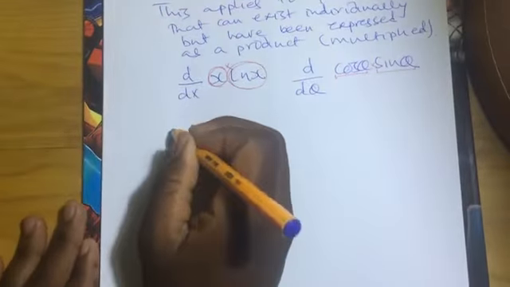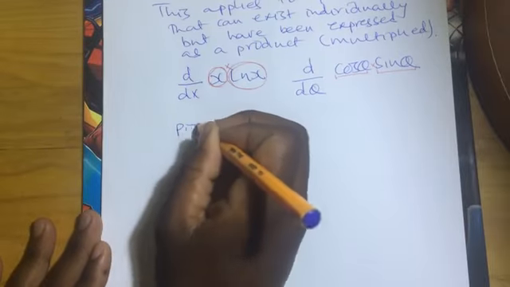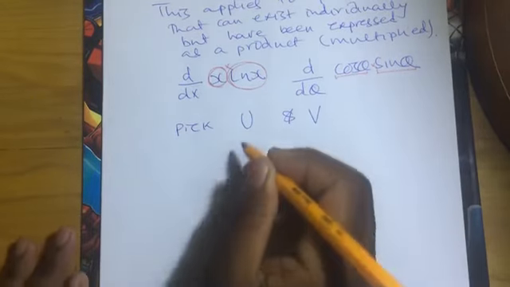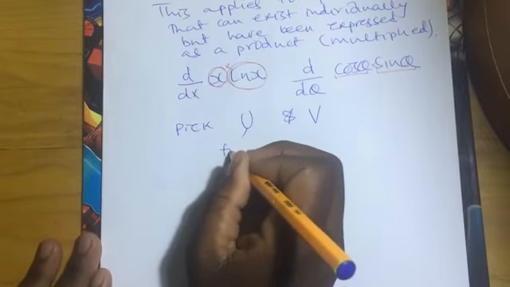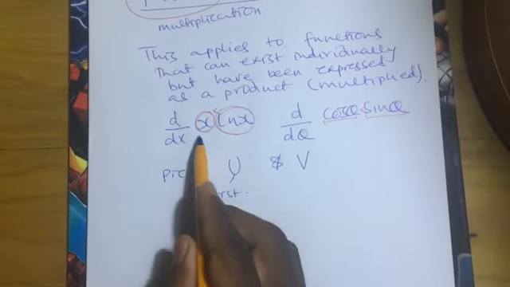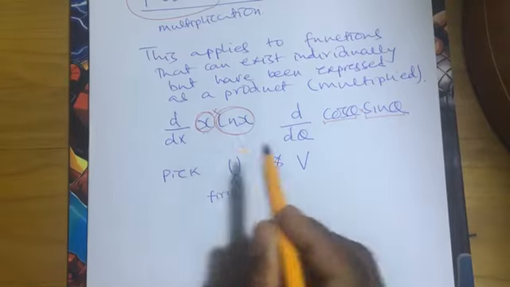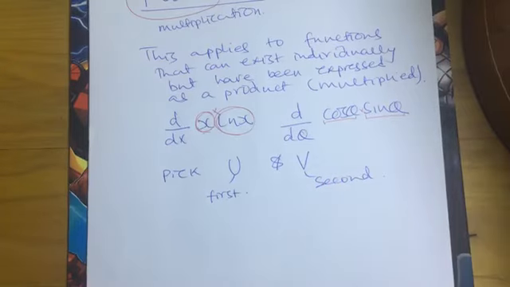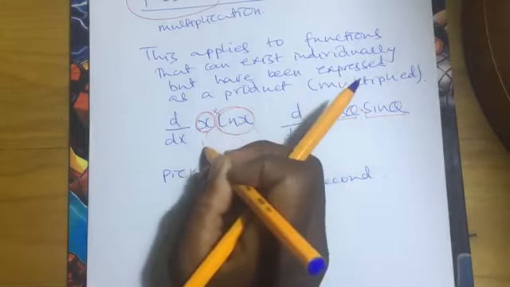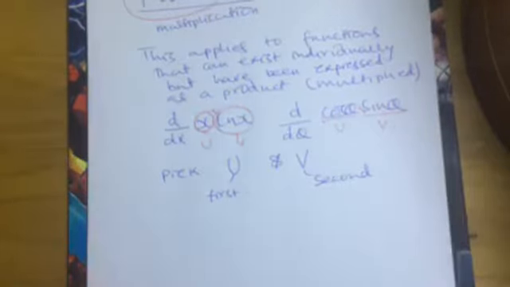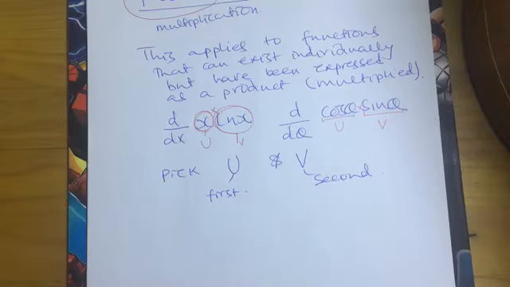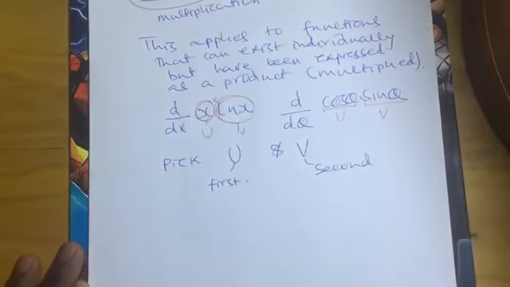Now, for product rule, you have to pick u and v, okay? So u is the item that appears first. So in this case, my u would be x, you understand? And then v is the item that appears second. In this case, so this could be my u, this could be my v. This could be my u, this could be my v. Because if you follow the alphabet, u comes before v. Okay. So, what is the product rule?